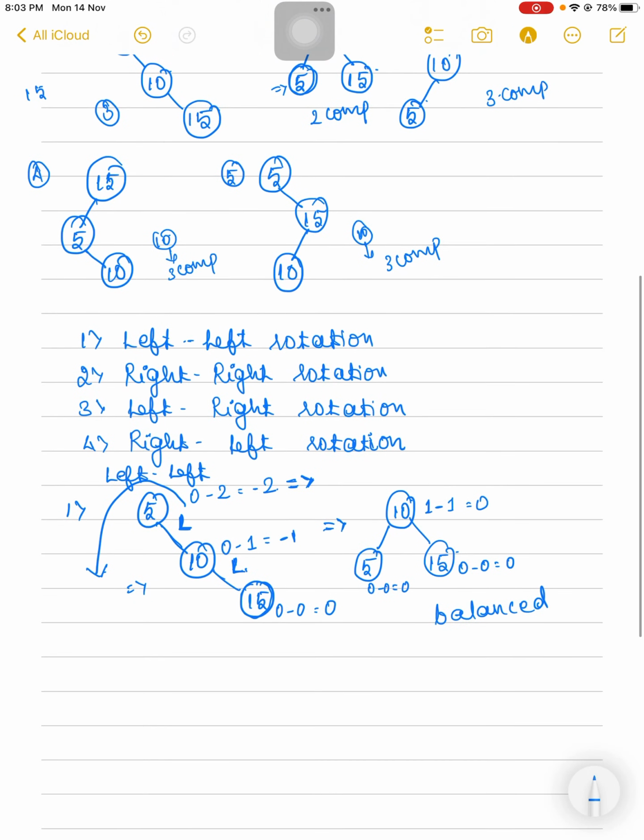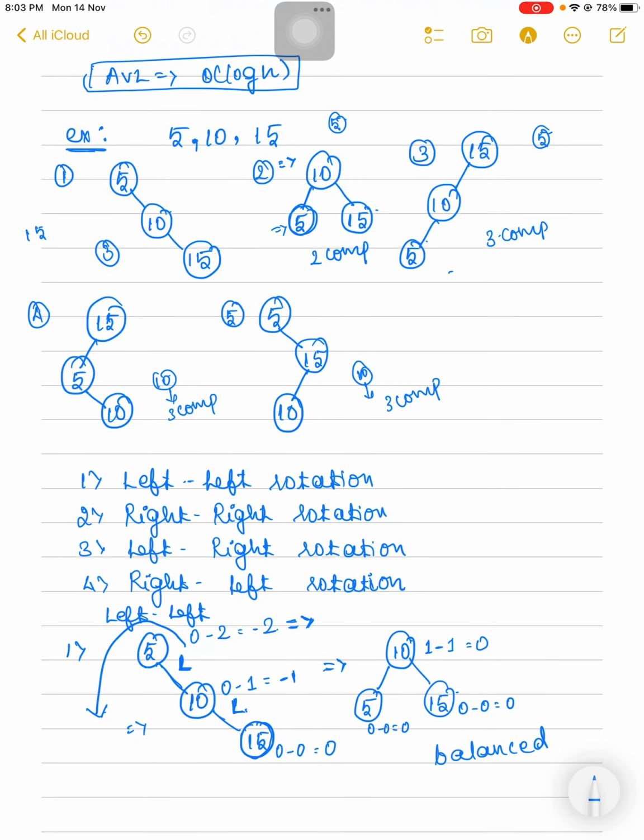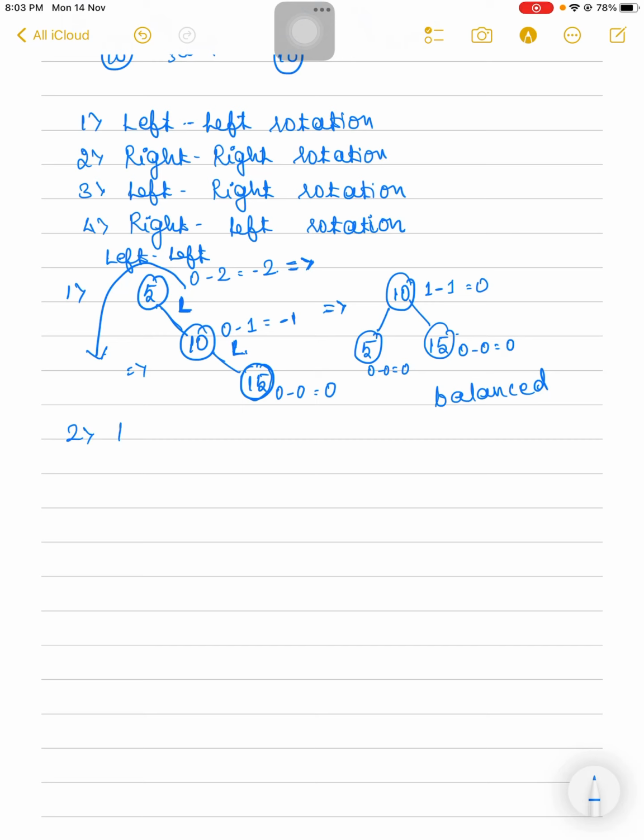Next, right rotation. To explain it, I am just going to take the third example, 15, 10 and 5. If suppose this is the tree, calculate the balancing factor. For 5 it is 0, for 10 it is 1, and for 15 it is 2 minus 0, which is 2, which is not balanced, right? So to make it balanced, we are supposed to perform rotations. When we check, it is left, left, so we are supposed to perform right rotation.